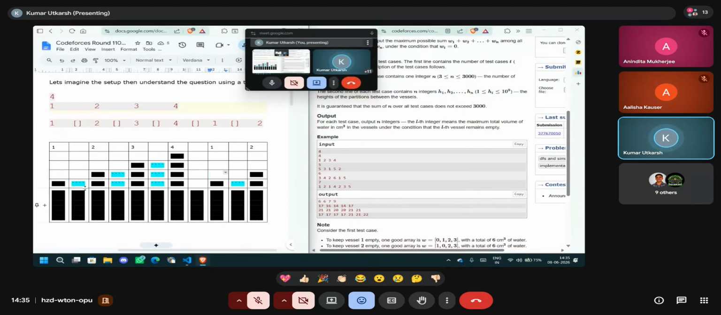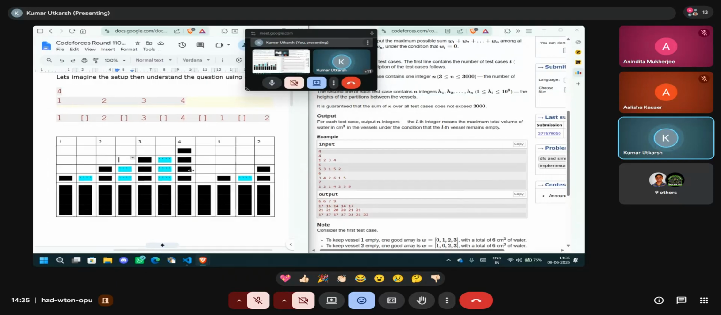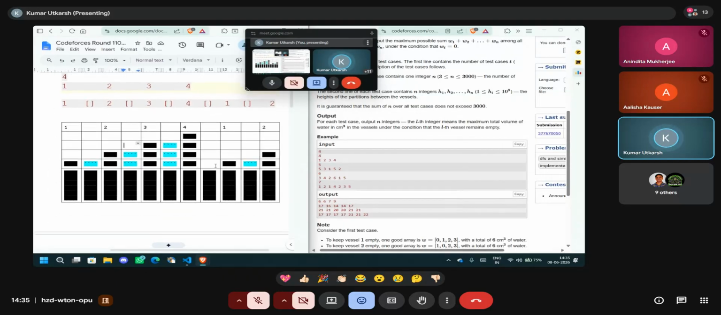So what we want to say is, between two towers, that is the first and second tower, we want to maximize the water that can be stored between them. For the second and third tower, we want to maximize the water that can be stored between them. And for the third and fourth, we want to maximize the water that can be stored between them. Means 3 and 4, right? And this is for the ith, meaning the first vessel.